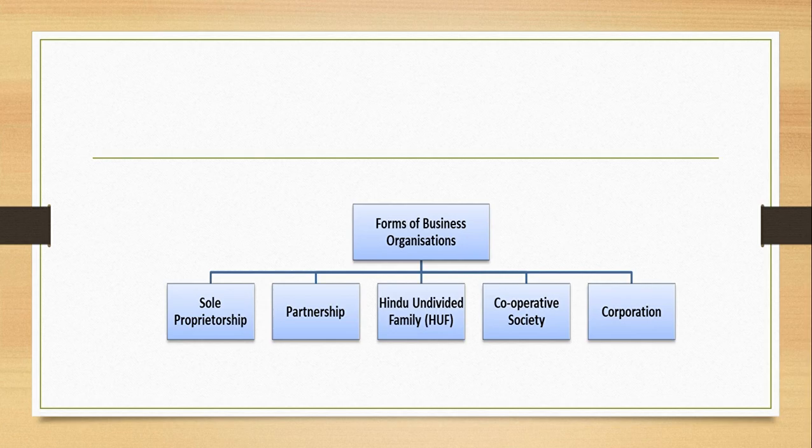Then we talk about corporations or companies. The Companies Act 1956 defines a business entity as an artificial person created by law, having a separate legal entity from its owner, with perpetual succession and a common seal. Investors of a joint stock company have limited liability, limited by guarantee or shares. Shares of such companies are easily transferable.